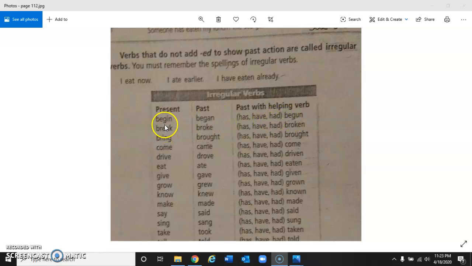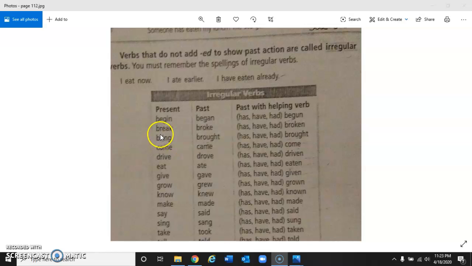So examples would be, I begin every day with a prayer. I began this morning with an Our Father. I have begun several days with a Hail Mary. So those are examples of how you would use those in sentences.